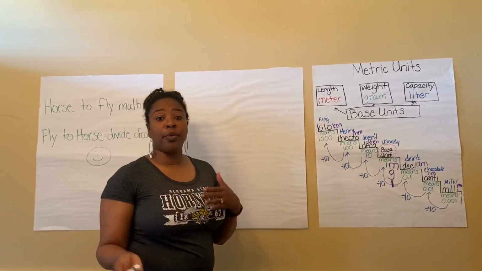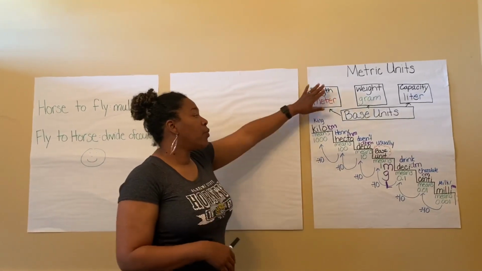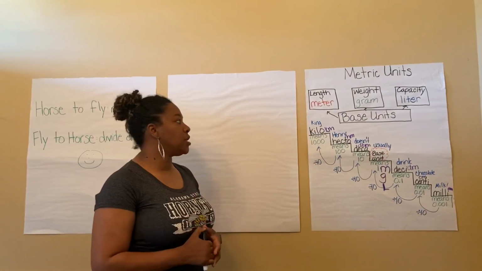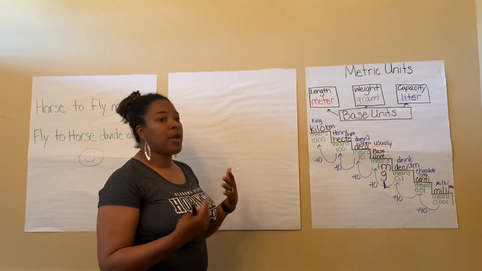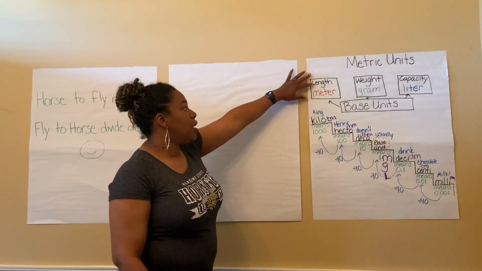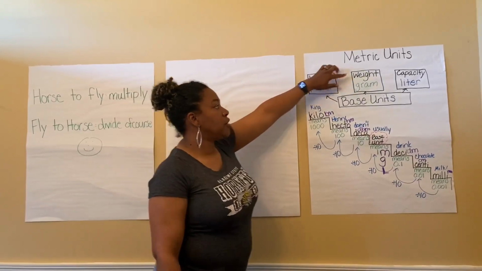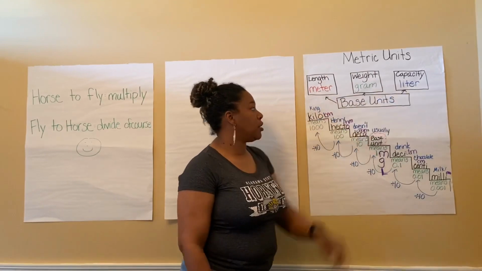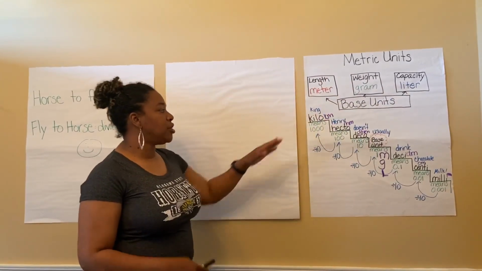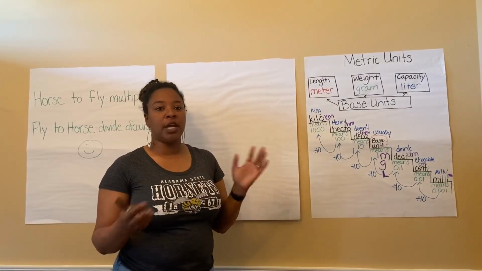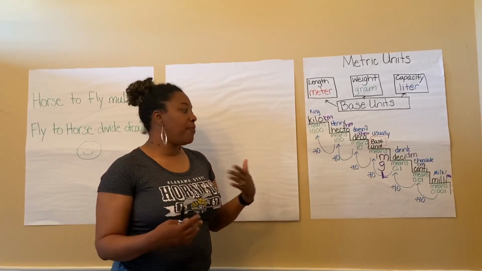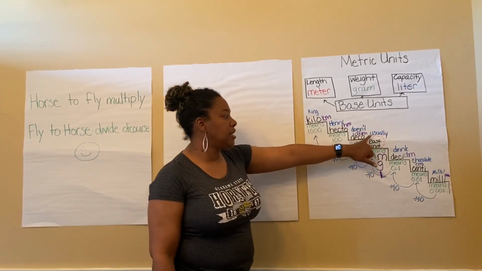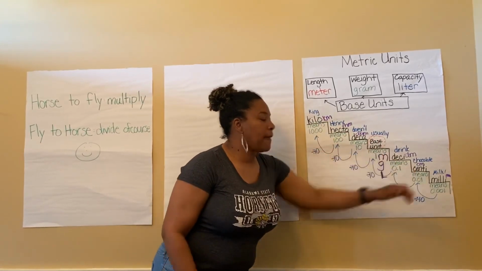All right, so remember the last lesson we were covering metric units, which we don't normally use. We use customary, but we have to learn this, like I said. For length, we use meters. For weight, we use gram, and for capacity, we use a liter. Those are our base units. Remember I gave you the acronym to help us remember our units: King Henry doesn't usually drink chocolate milk.